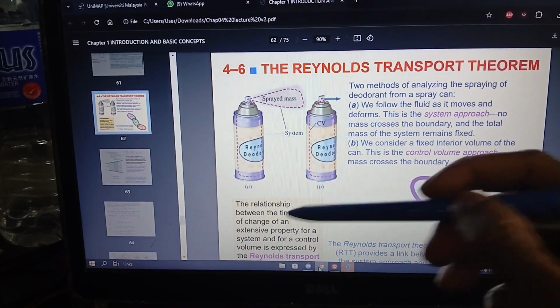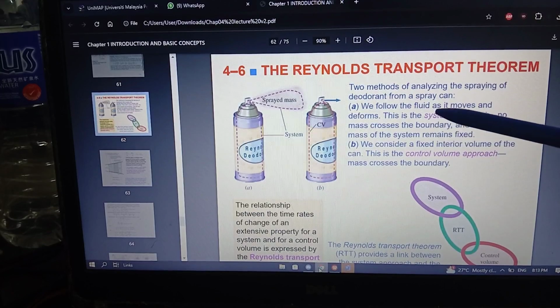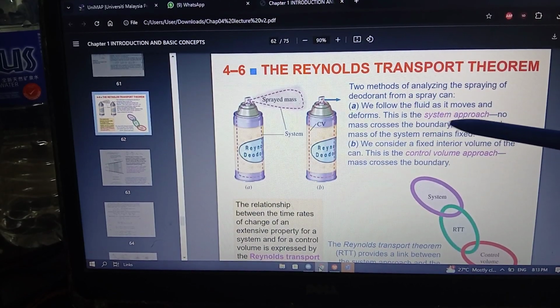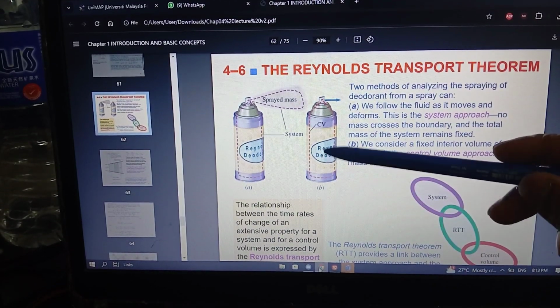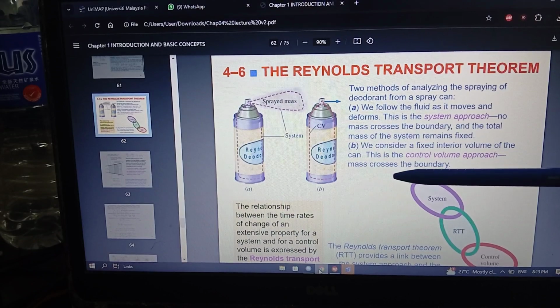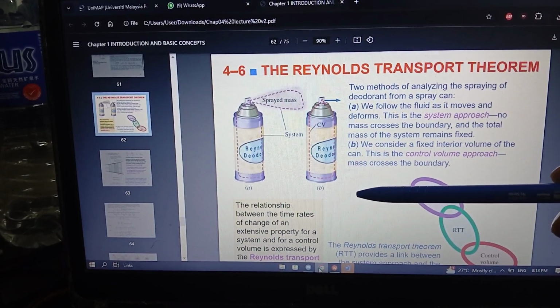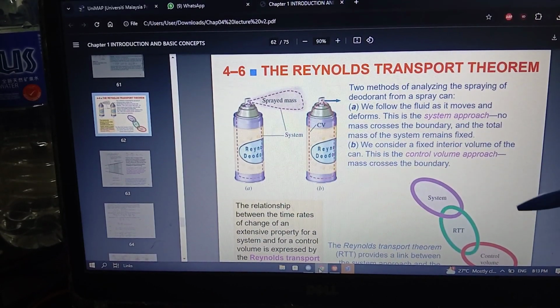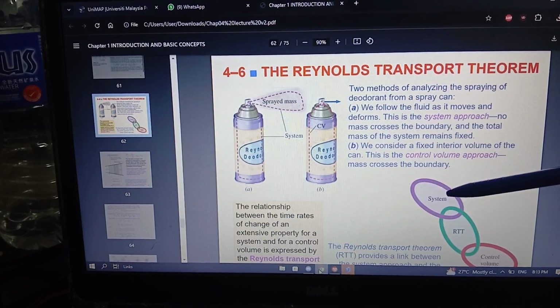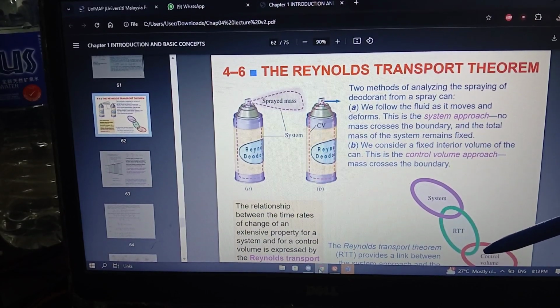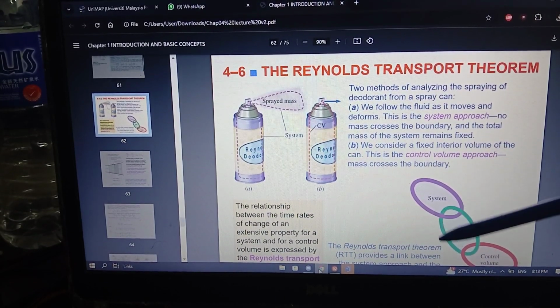For A, we follow the fluid as it moves and deforms. This is the system approach. Meanwhile for B, we consider a fixed interior volume of the can. This is the control volume. If we add the system approach and control volume, we will get the Reynolds transport theorem.